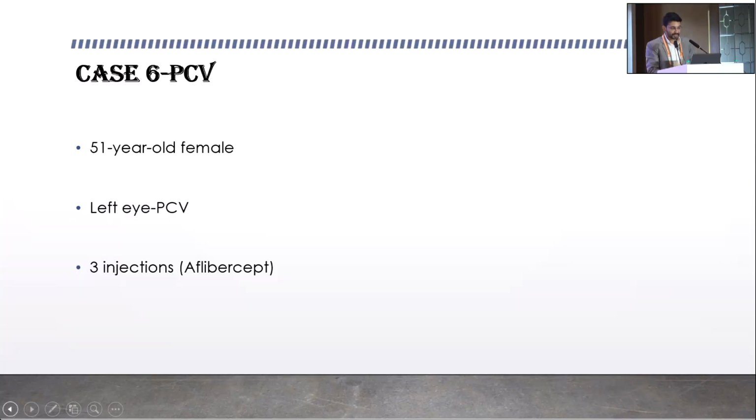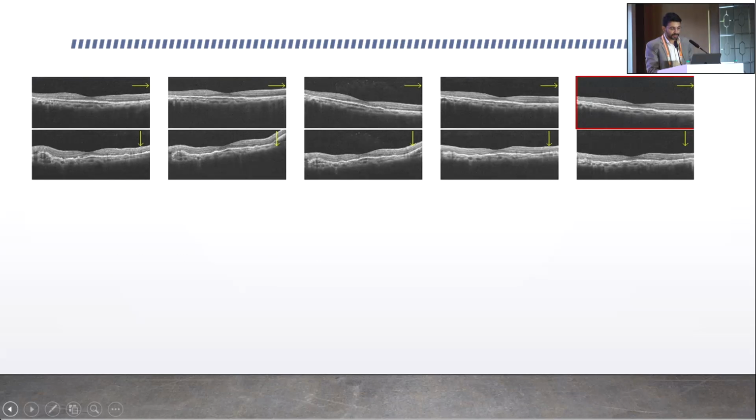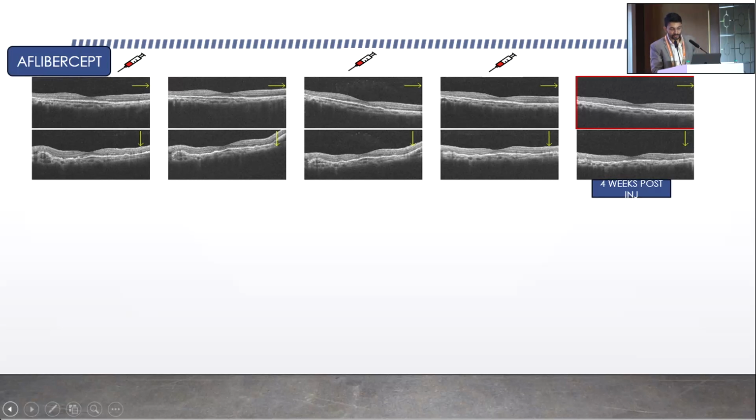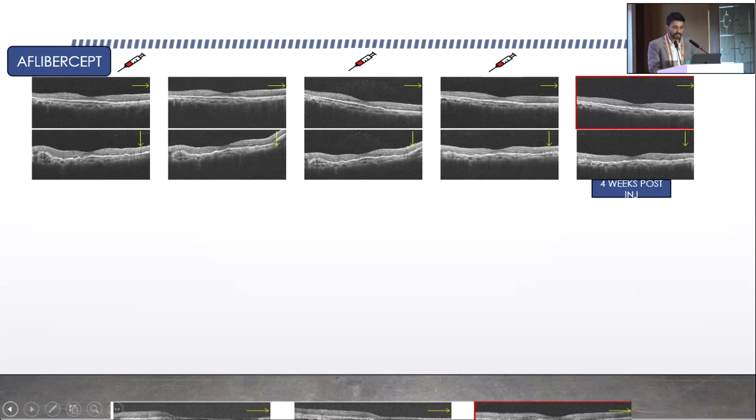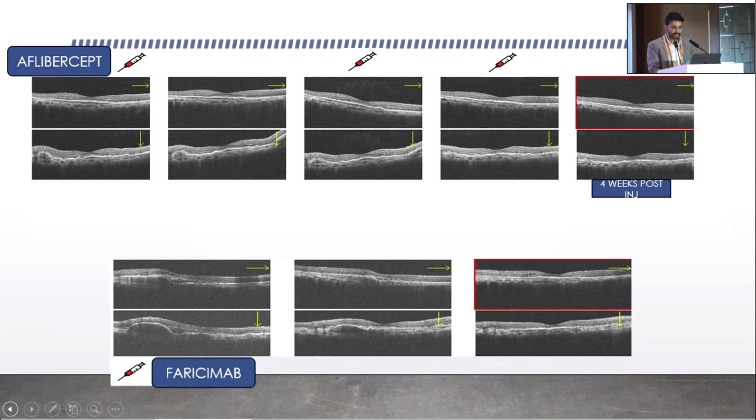So our sixth case is a 51-year-old female with a left eye PCV. Patient had received loading doses of aflibercept, monthly consecutive doses, and 4 weeks post third injection, patient was doing well. Patient was lost to follow up. Then came after 6 months with the PED and SRF.